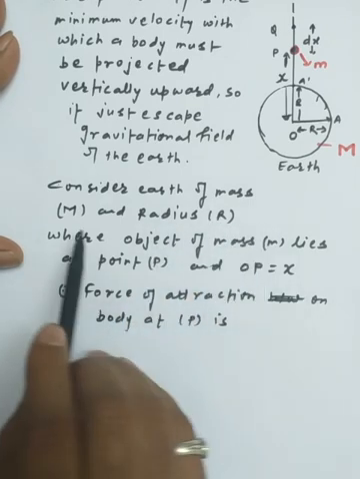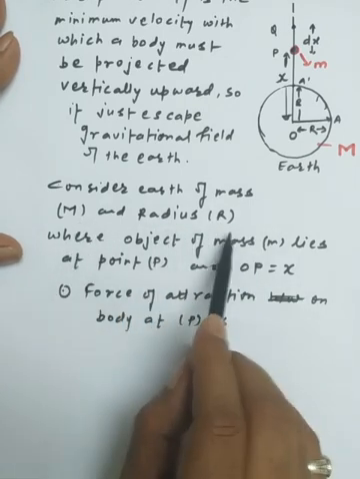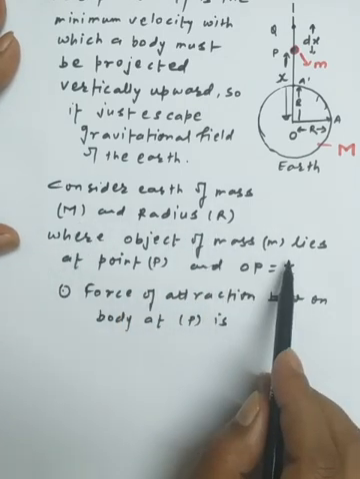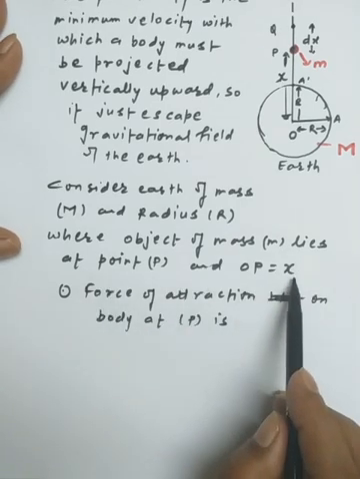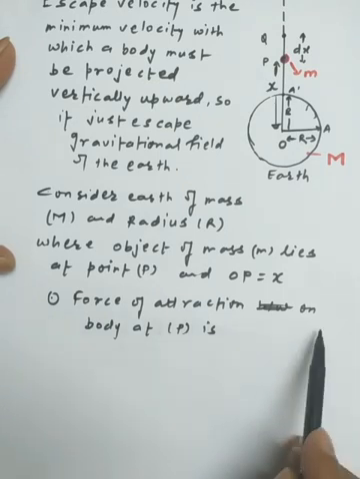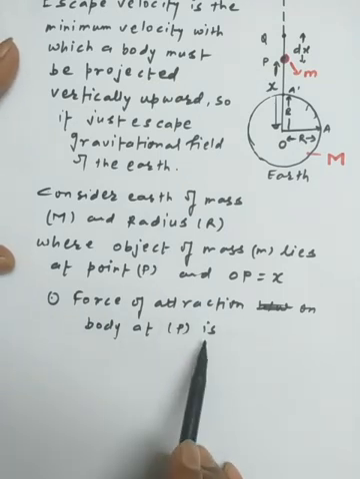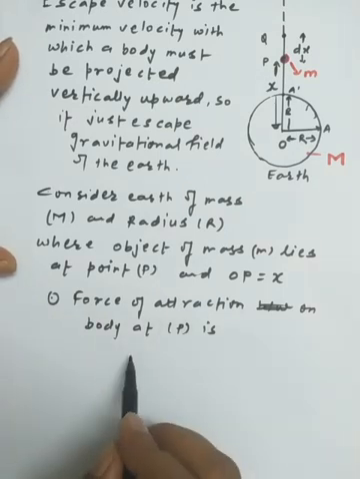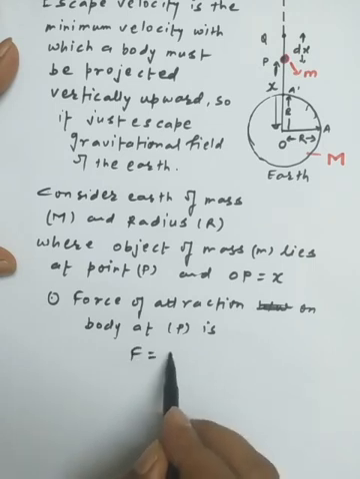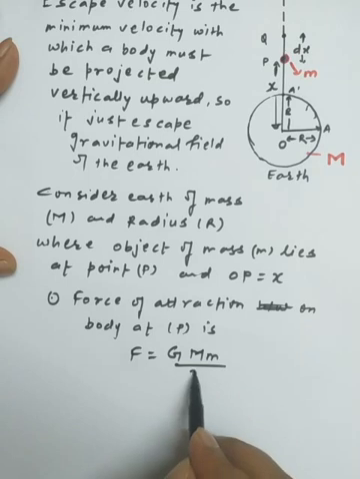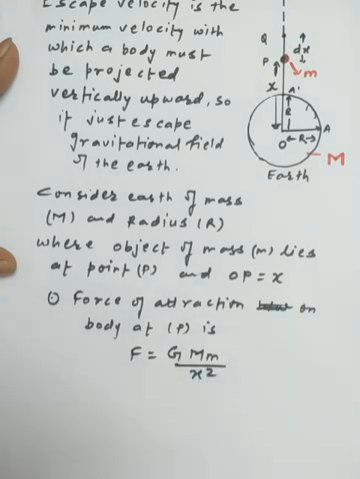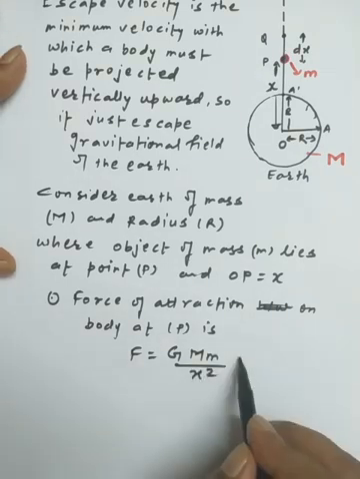Consider earth of mass capital M and the radius R, where the object of mass small m lies at a point P, where we can imagine OP is equal to x. The force of attraction on the body at P: we can assume the force of attraction is capital G, capital M, small m upon x square.